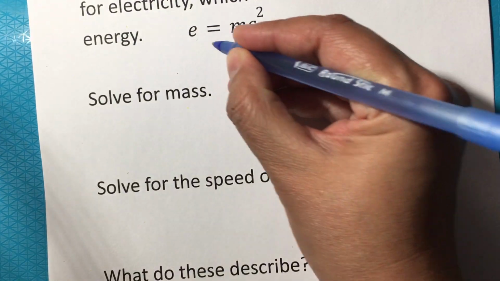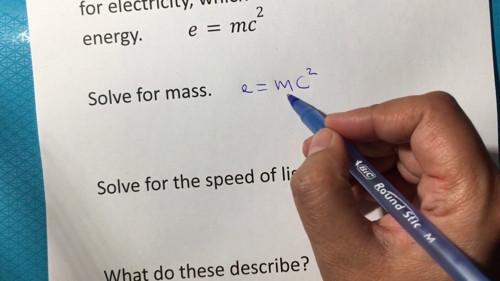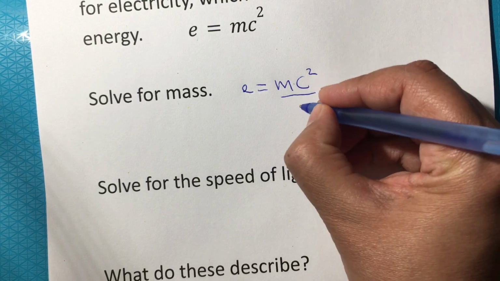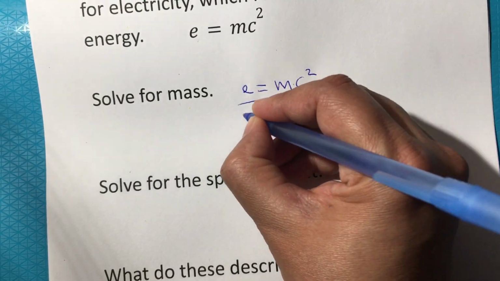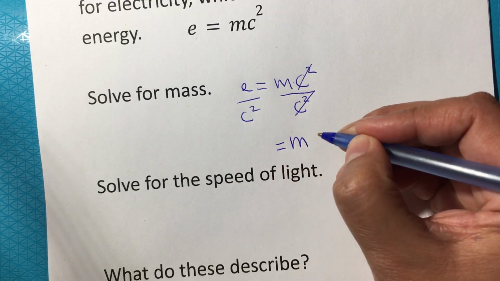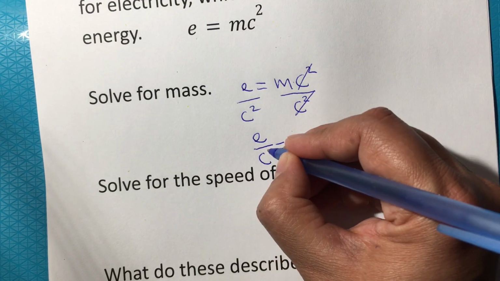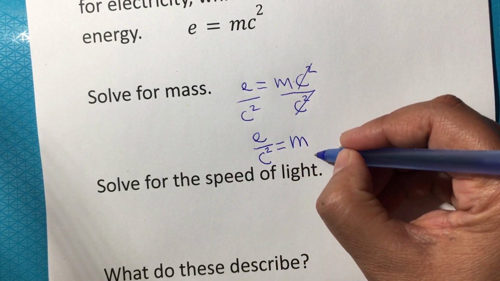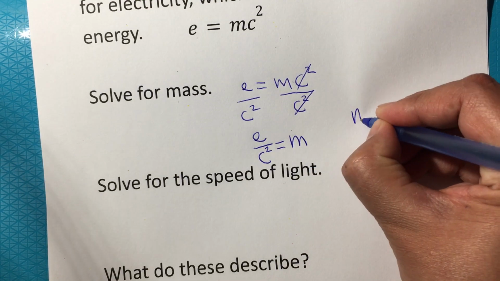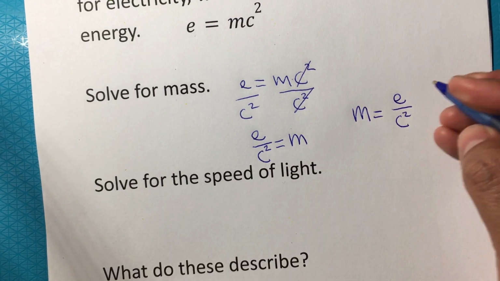So you start with the formula. To solve for mass just means leave that by itself. If this is multiplication, all you're doing is dividing by c squared. This cancels, and so the mass can be found by dividing the energy by the square of the speed of light. And that's all you have to do. Some people prefer to have the isolated variable first, so put m equals E over c squared.